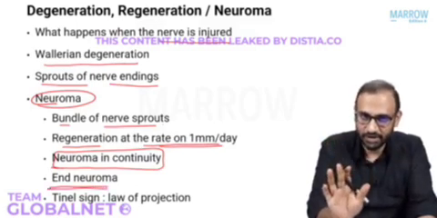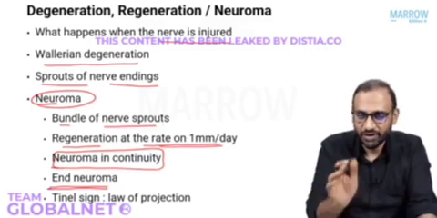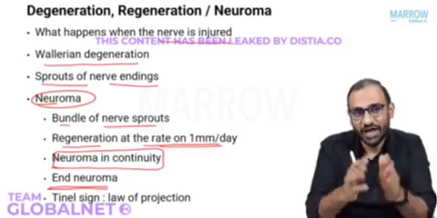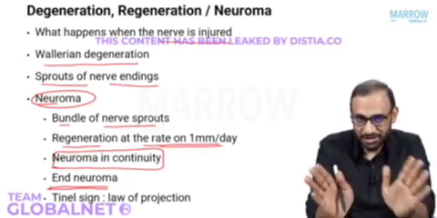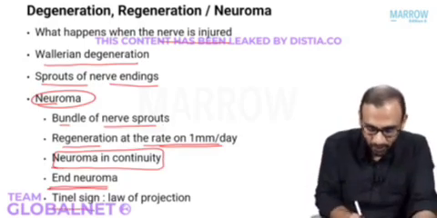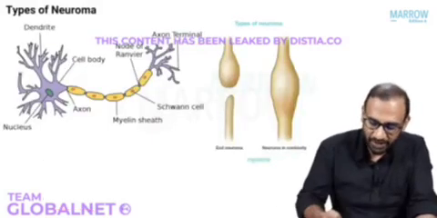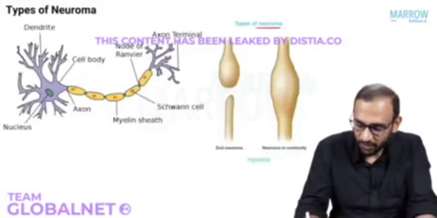Is that clear for you? You understood the structure of the nerve, the layers surrounding the axon, and what happens to the axon when it is injured. Now the next thing that we are going to talk about is Tinel sign. What is Tinel sign? So let me show you the diagrams here of the types of neuroma that we talked about.